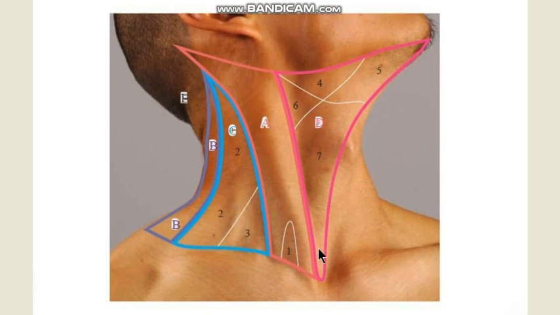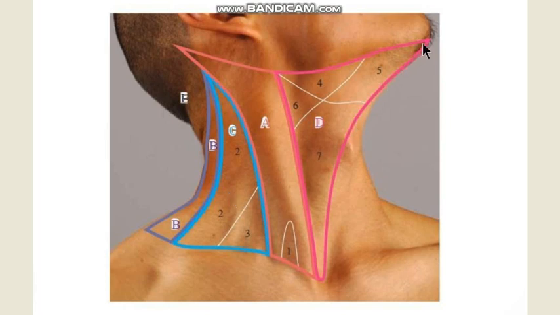Now this anterior triangle has its apex below at the suprasternal notch and the base above, extending from the lower border of the mandible up to the mastoid process, and the posterior triangle has its apex on the superior nuchal line and the base on the middle third of the clavicle.